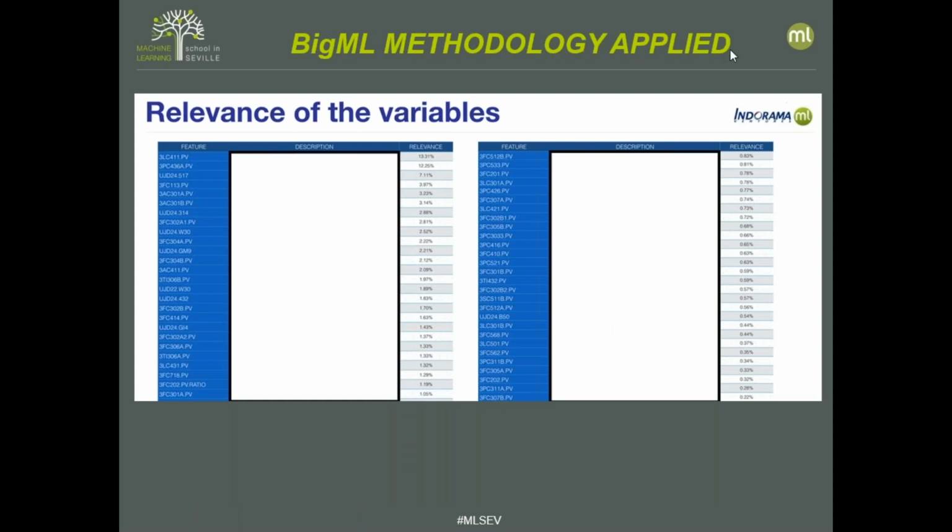The relevance of variables is another very helpful tool that allows us as well to see which variables should be selected as the most important ones for the model to be analyzed.